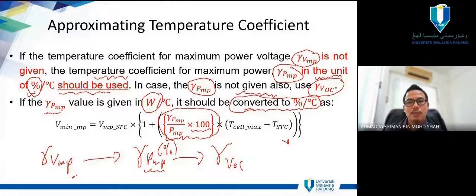But with the absolute value, if they give you the value in watt, at the end you have to convert it to VMP first, and converting to voltage is difficult. So it is easier to convert to percentage. So we use only percentage to calculate. Remember, if the value given is an absolute number, then you change it to percentage. This is how.